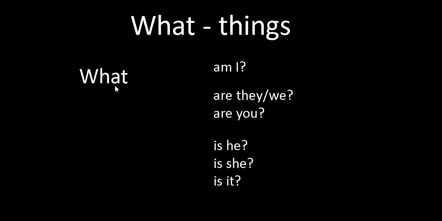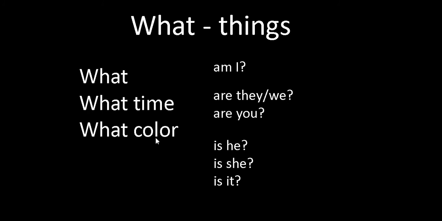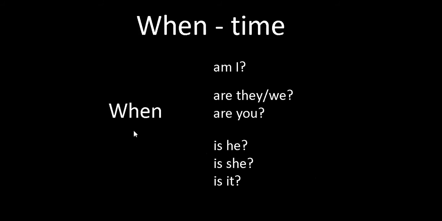Next one. We use what for things. For example, what is it? It is a cat. Also, what time? Usually, what time is it? It's 1 o'clock, it's 2 o'clock, and so on. What color? What color are they? They are green. What color is it? It is blue.